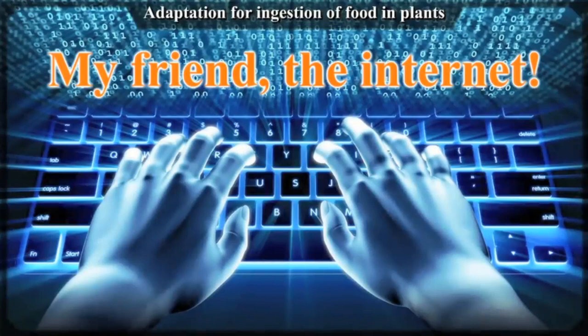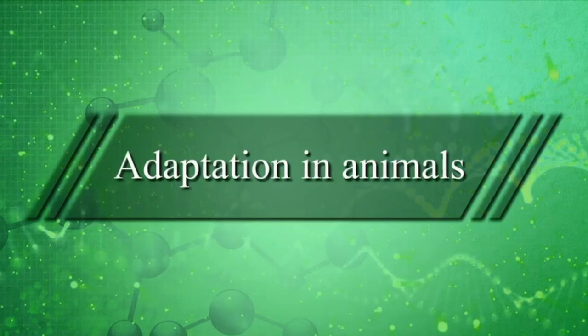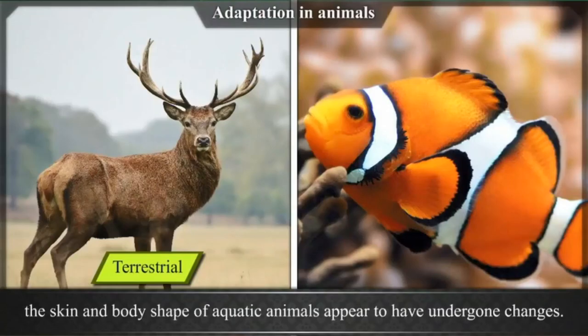Adaptation in animals. Make a list of animals in your surroundings. Compare the diversity of animals listed by your friends with your list. Discuss the habitats, food habits, characteristics of body structures like vertebral column, wings, gills, and tails, etc., and prepare a chart. What differences do you see between terrestrial and aquatic animals?